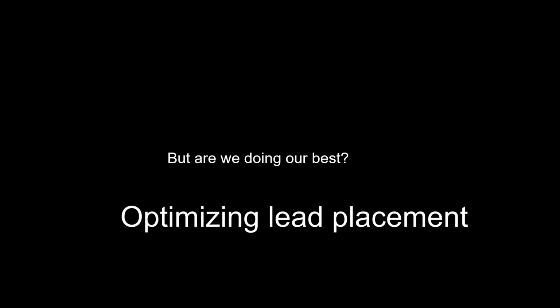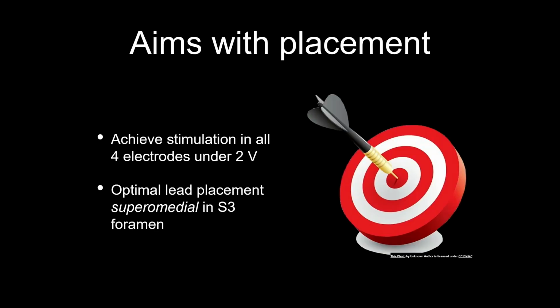But are we doing our best? So how do we do optimal lead placement? All of us have been involved in doing sacral neuromodulation since we used to do the cut down. Has anybody seen the cut down where we make an incision, go all the way down to the sacrum, and then place the wire? Little by little we've gotten to percutaneous, and as we've come to know the landmarks, the cutaneous landmarks and the fluoroscopic landmarks, which we're going to talk about here, we can optimize lead placement and actually achieve stimulation in all 4 electrodes under 2 milliamps, and get success.